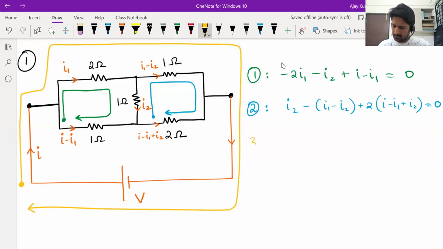Okay, Shashank, third loop. Tell me KVL equation for the third loop. So what is the difference between the outer loop and the blue loop if we call it? The blue loop does not involve the battery, no? Does not include the battery. The outermost loop includes the battery. The outermost loop considers this resistor, and this battery.